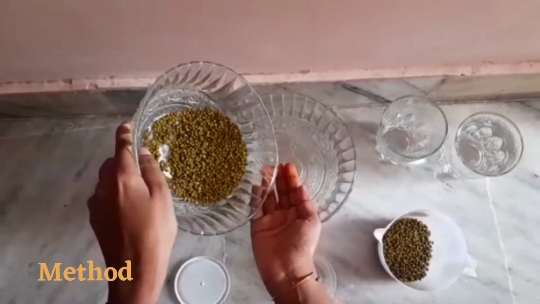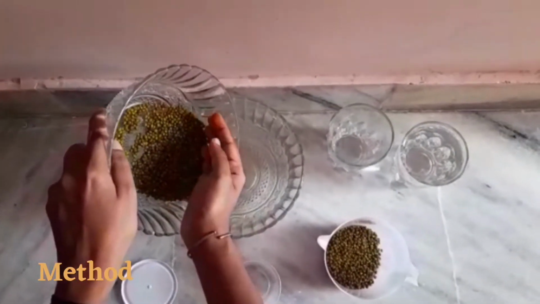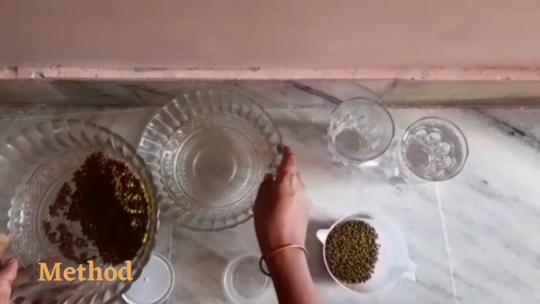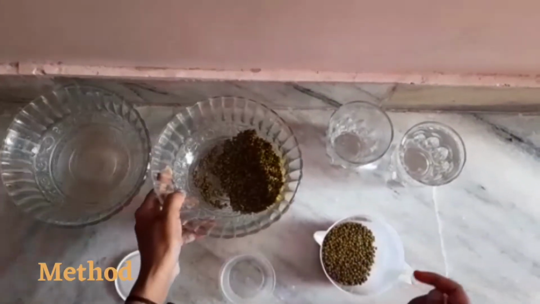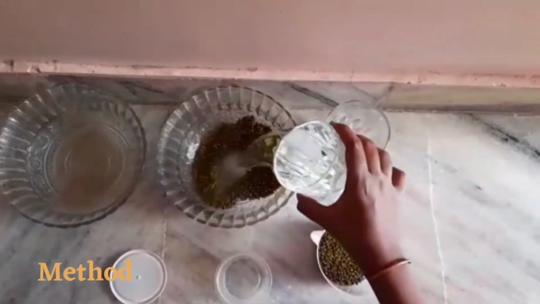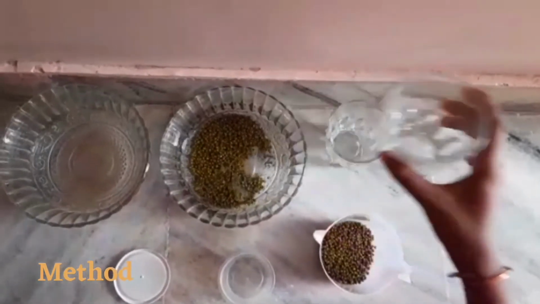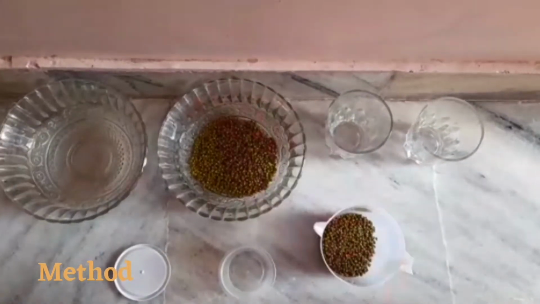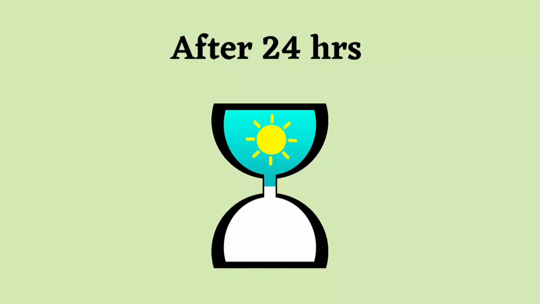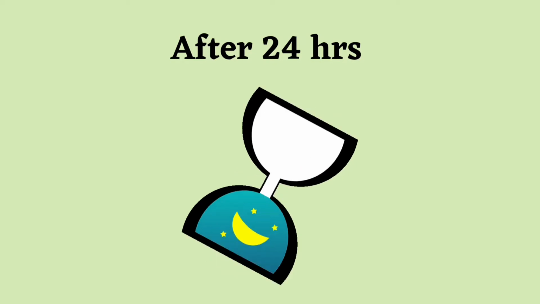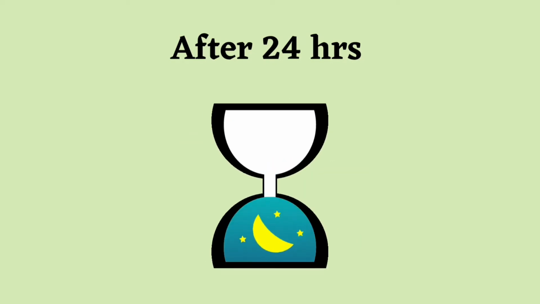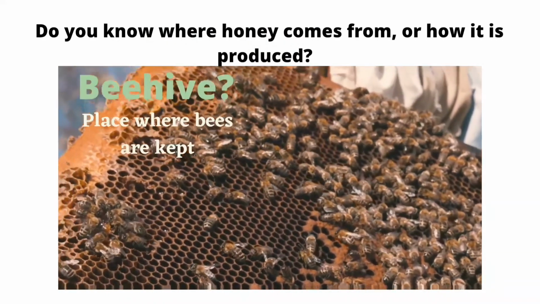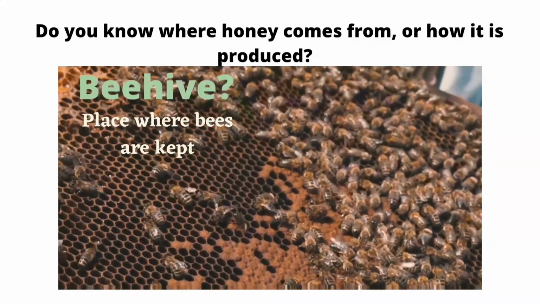Use another vessel to drain the water from the washed seeds. Now add 1 cup of water to 1 cup of moong beans. Let them soak overnight. Okay, after 24 hours we are going to see the results. So students, by that time let's learn some fun facts about how honey is produced.